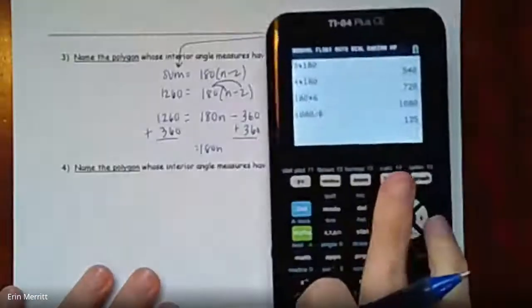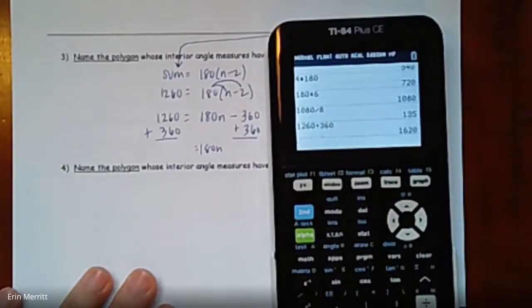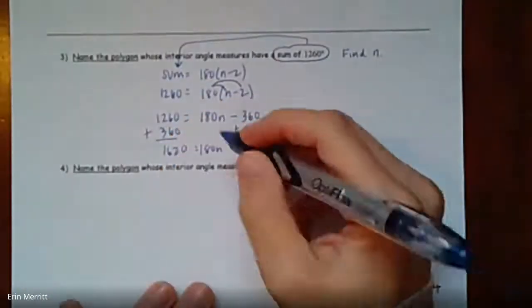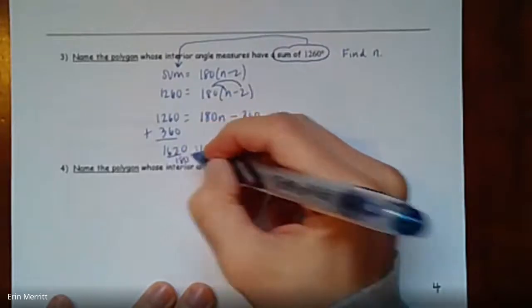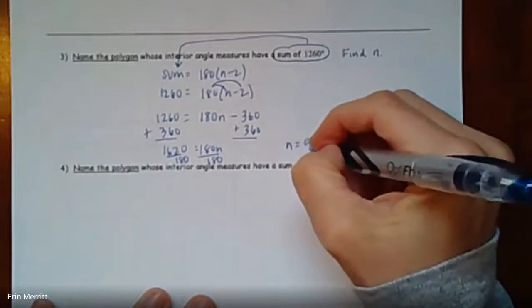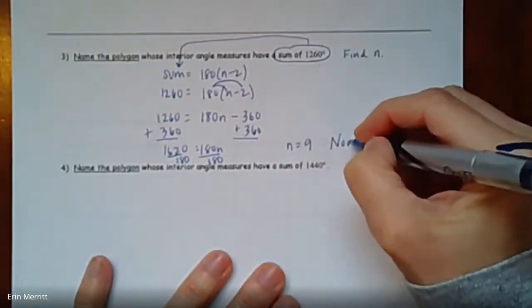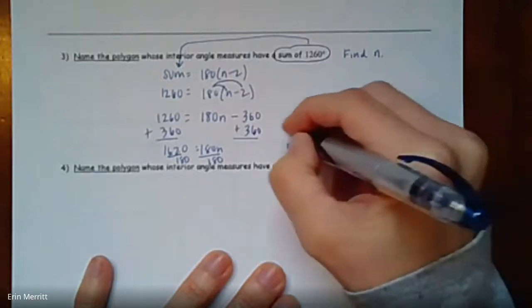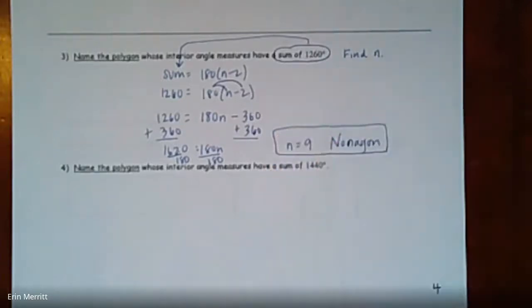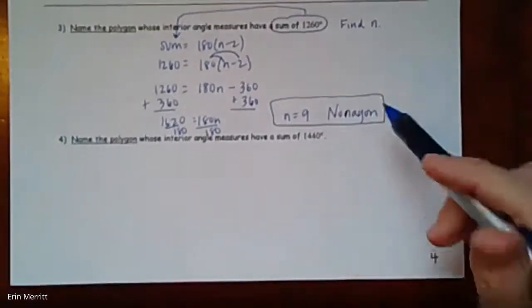So on your calculator, 1260 plus 360 brings us up to 1620. And then finish it out by dividing by 180. So divide by 180, and it comes out as 9. So to name the polygon, if it's got 9 sides, here's my favorite one. It is a nonagon. Now, if it didn't have a nice name, you would just say a 9-gon, which sounds weird, but so does nonagon.